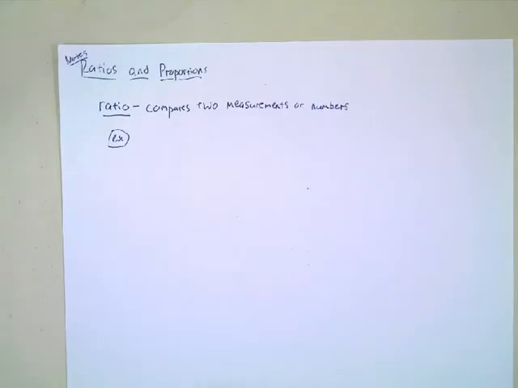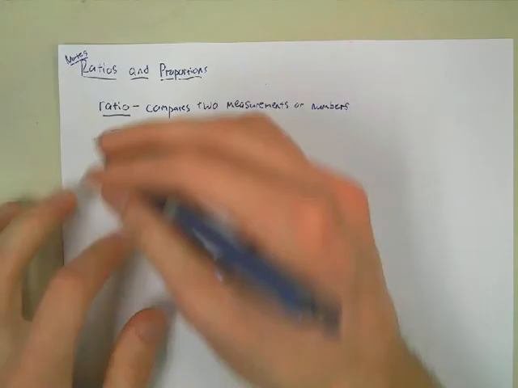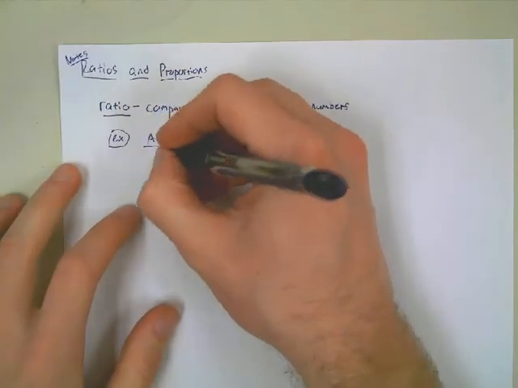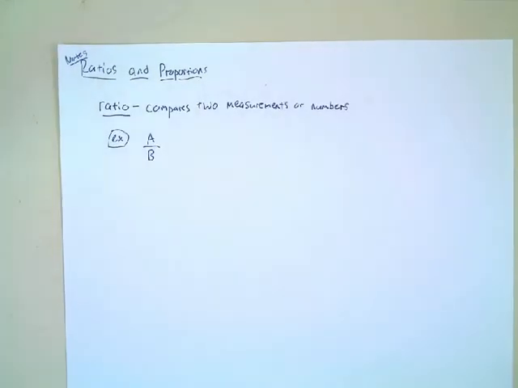All right, the way you can see a ratio written. Sometimes a ratio is written as a fraction, like A over B. That's a ratio. Right? Also, that looks like a fraction, right? And ratios are like fractions.